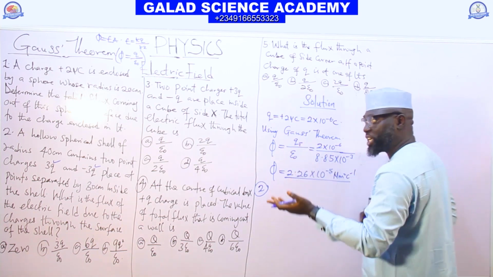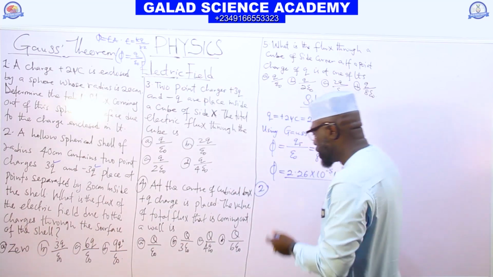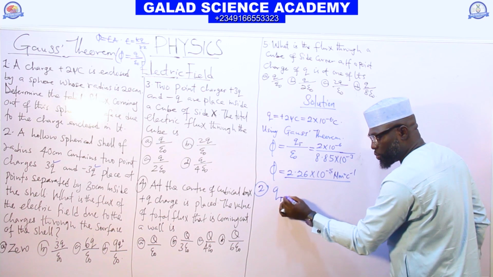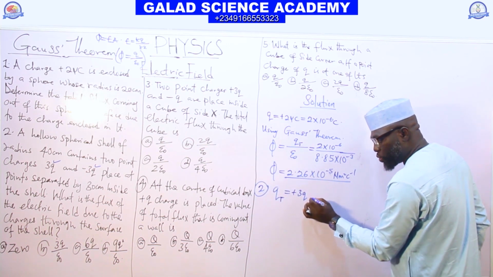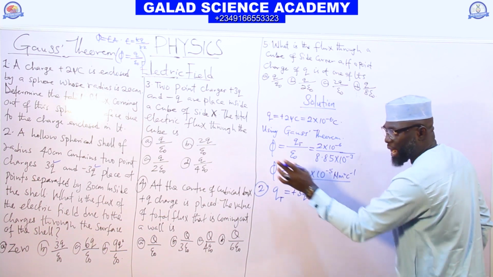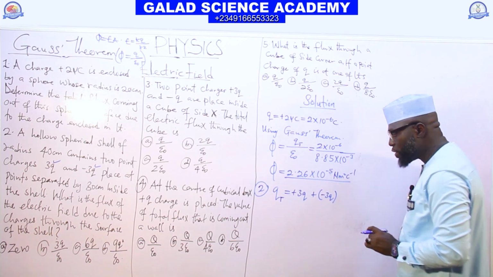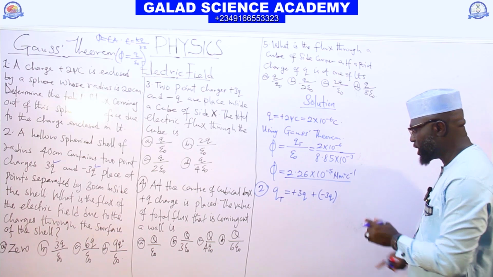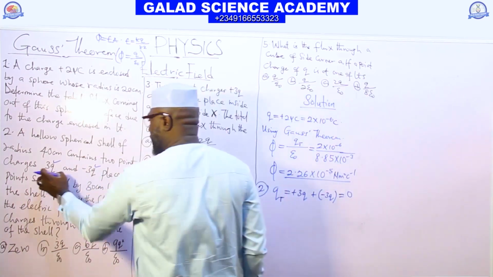Hollow shell. How many charges do we have? Plus 3Q and minus 3Q. So what will be our total charge? We are given plus 3Q and minus 3Q. If we add plus 3 charge and minus 3 charge, what is the total charge? We have 0.